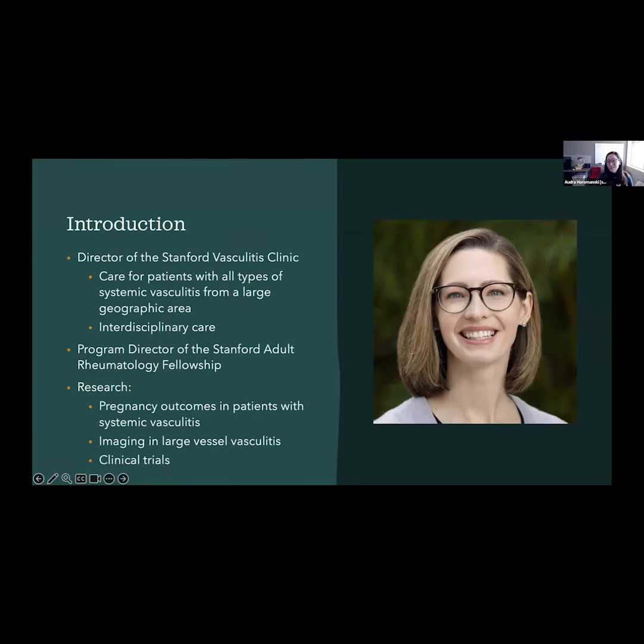Other research I do is on imaging in large vessel vasculitis. And like I mentioned previously, I'm involved in a number of different clinical trials.